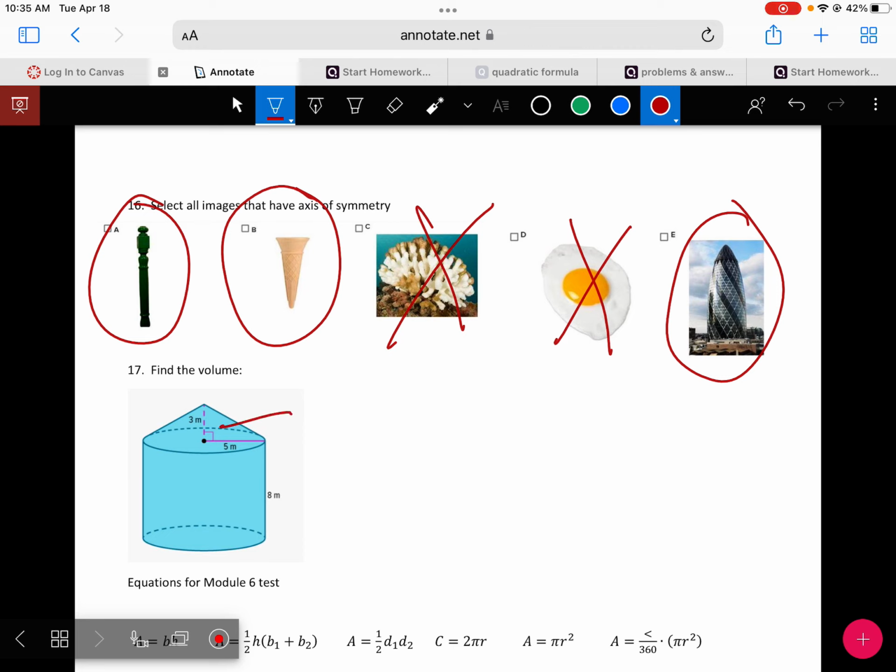Number 17. I'm not doing the whole thing. This is a composite figure. You would need to find the volume of the cone plus the volume of the cylinder and add those together.